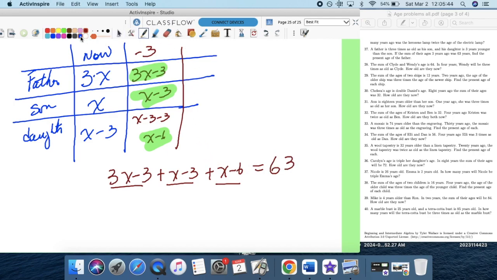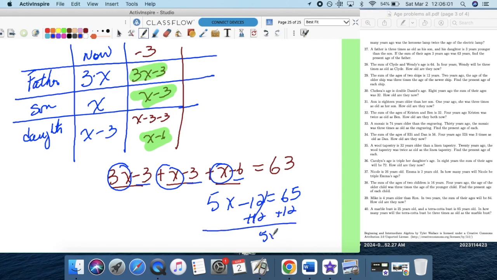Combine like terms. 3x plus x plus x is 5x. Negative 3, negative 3, and negative 6 is negative 12. Equals 63. We're going to add 12 to both sides. 5x equals, what is this? Sorry, that's a 3, by the way. 75. Divide both sides by 5, which makes x equals 15.